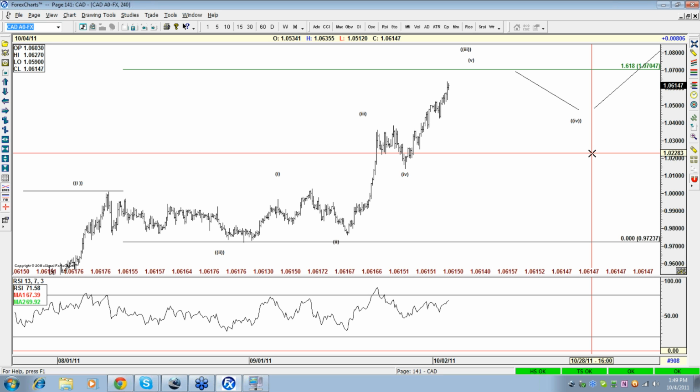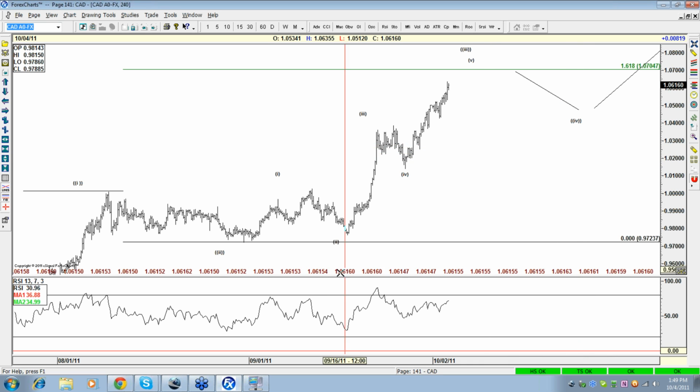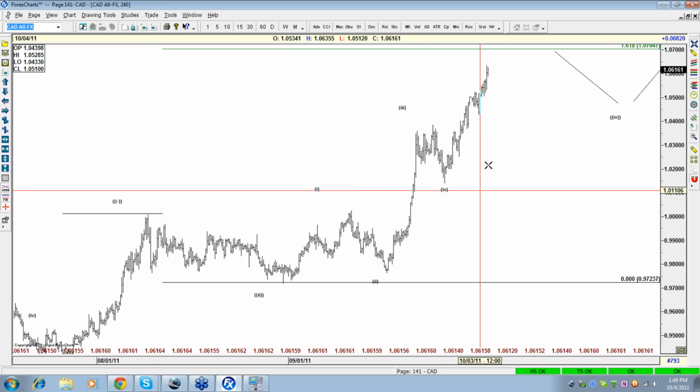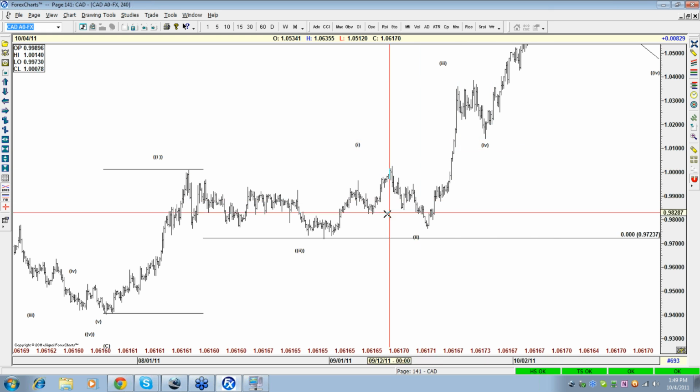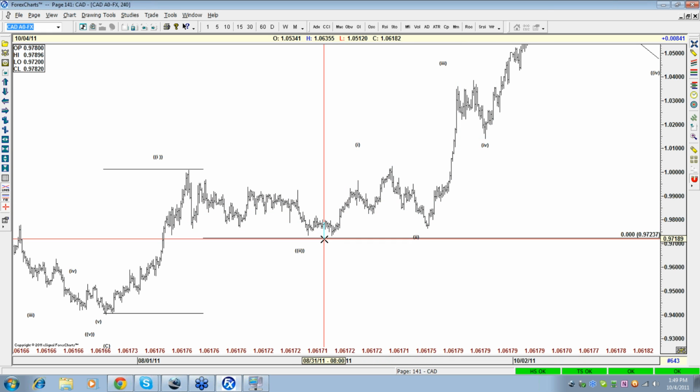How many opportunities we have missed in this pair, man? Remember, you guys, we were trying to buy it here. We didn't get filled by 20 pips.